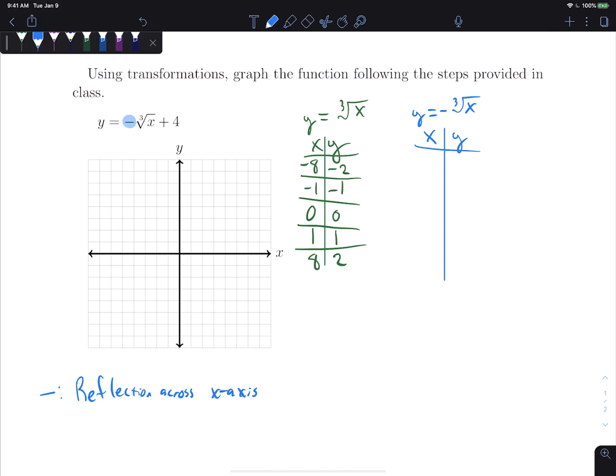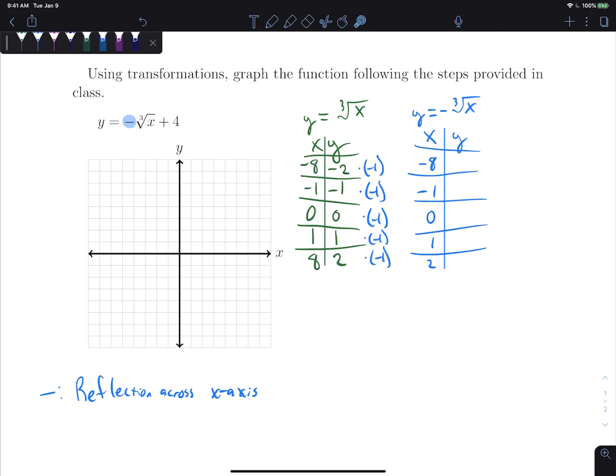So since the x values stay the same, we can just rewrite them: -8, -1, 0, 1, and 8. And really what happens here is we're multiplying the y value by -1. So -2 times -1 is 2, -1 times -1 is 1, 0 times -1 is 0, 1 times -1 is -1, 2 times -1 is -2. Good.